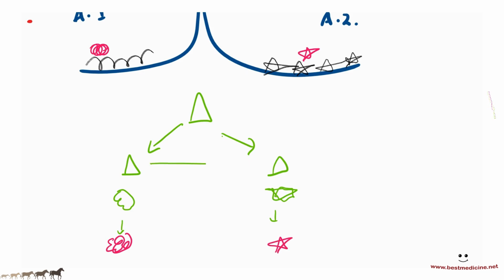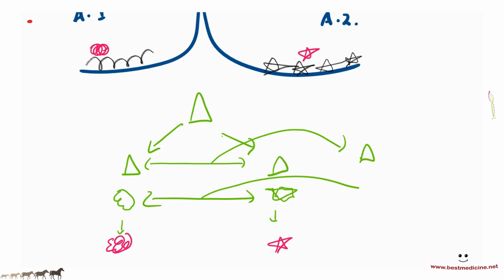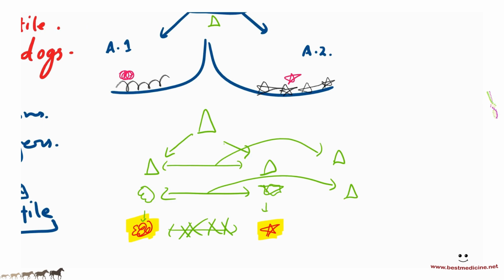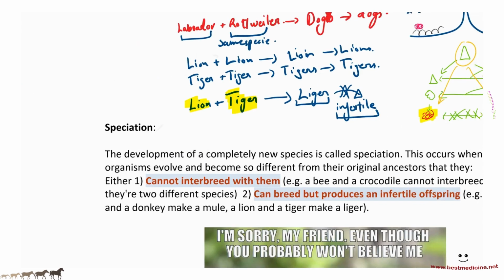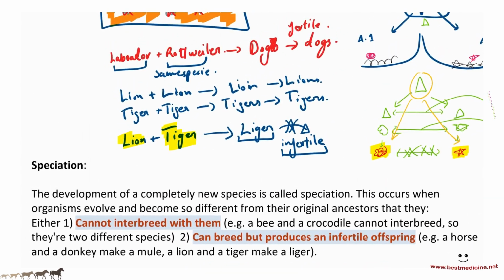And then this one becomes a star. So maybe at this point they're able to interbreed with one another and produce a fertile offspring. Over here as well, maybe they're able to interbreed and produce a fertile offspring. But at this point, they're not able to do so, and therefore we say that they have become completely different species because of different selection pressures over time, right? So one species has given rise to different species over time. Why? Due to evolution through natural selection. So that is speciation. Let's have a look at this very quickly in neat notes.